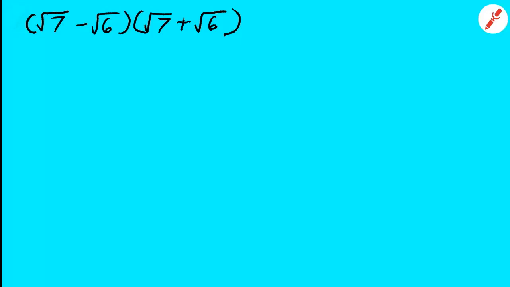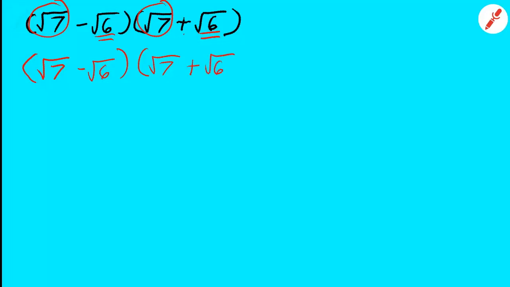Notice that both of the first terms are identical. They're both the square root of 7. So you've got the square root of 7 and the square root of 7 in the first position. You have the square root of 6 and the square root of 6 in the second position. The only thing different about these two is that you have a minus here and a plus here. These have a very special relationship. These are conjugates. So I'm going to rewrite them. When you multiply conjugates composed of square roots, your square roots disappear.